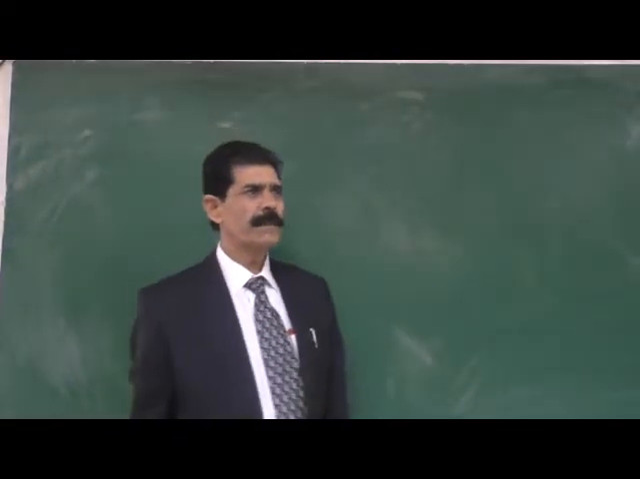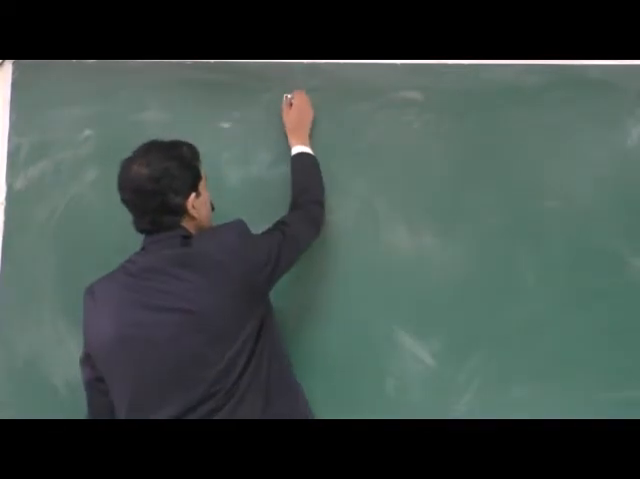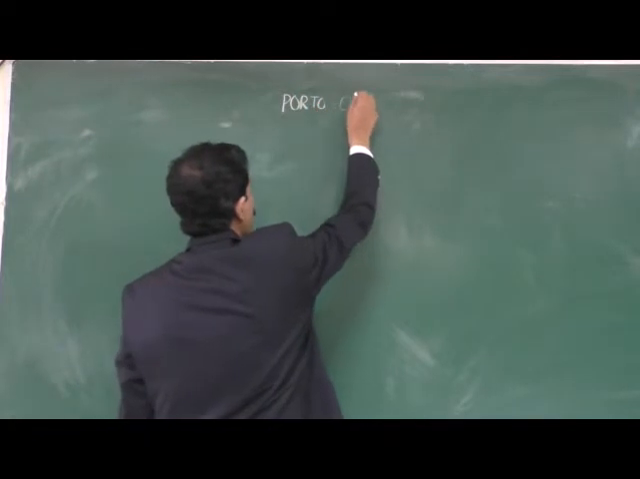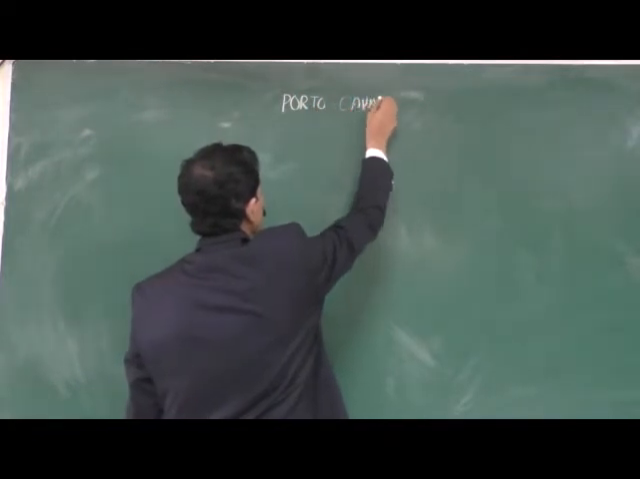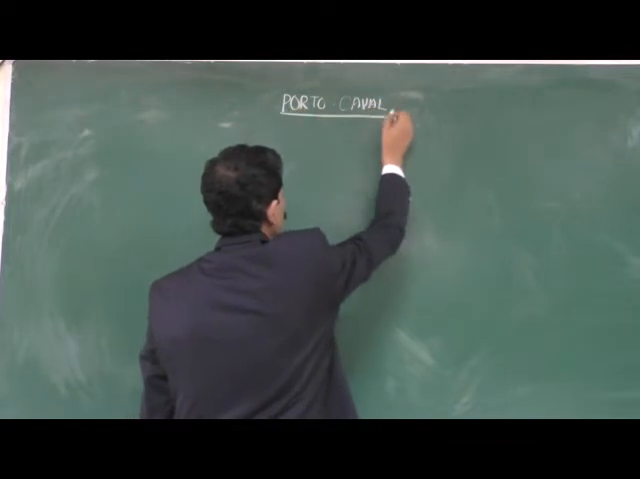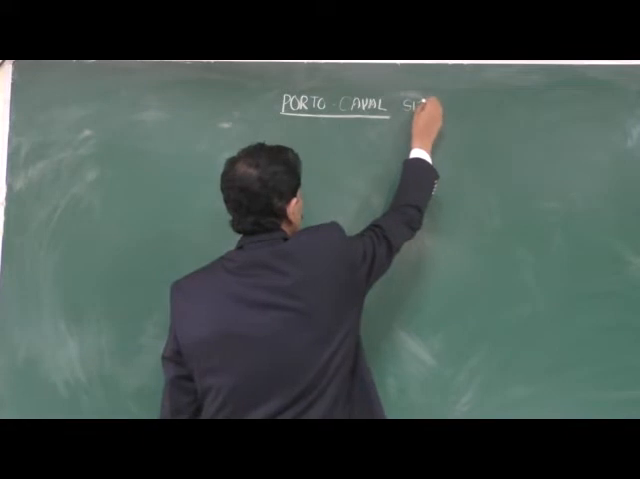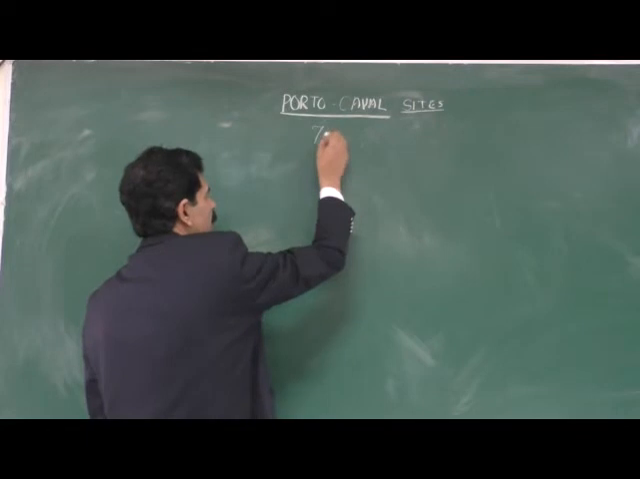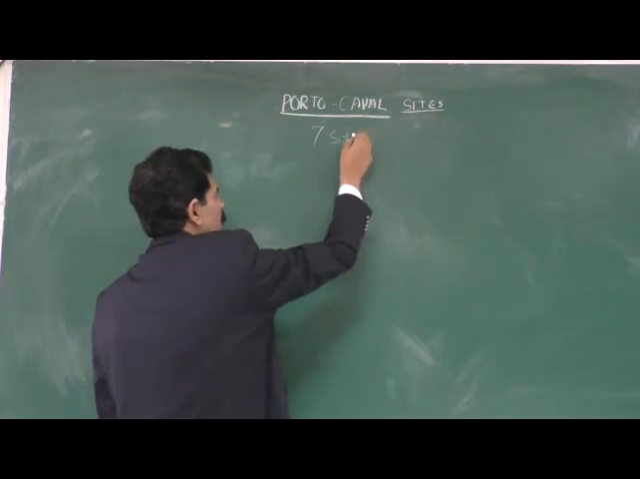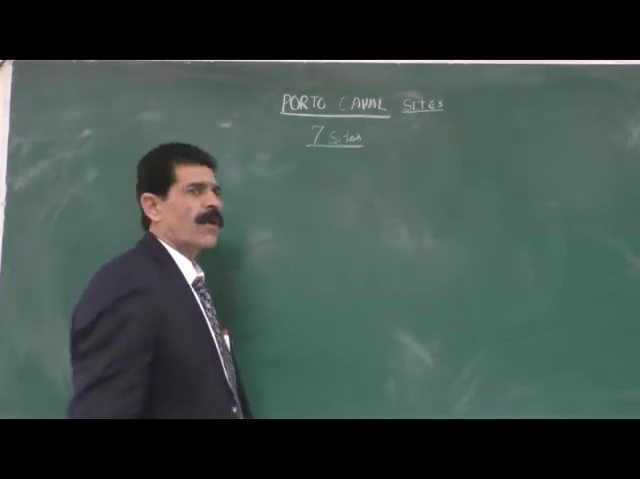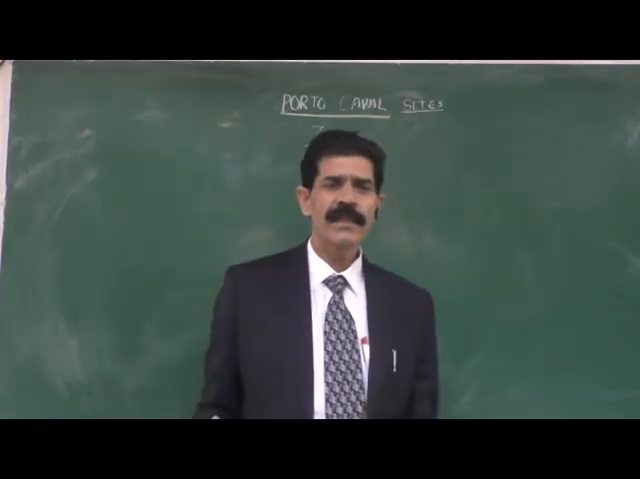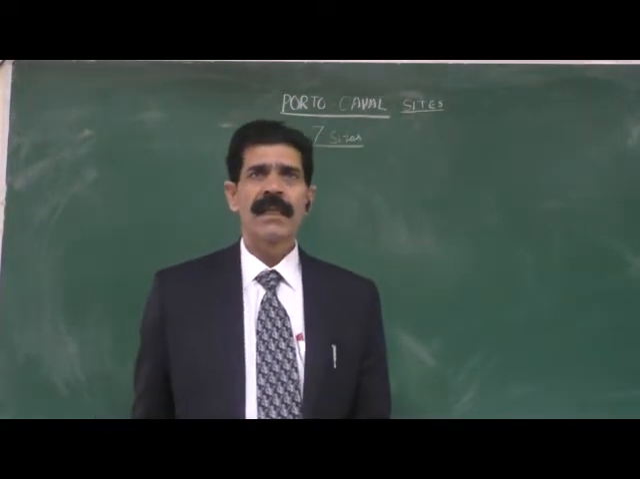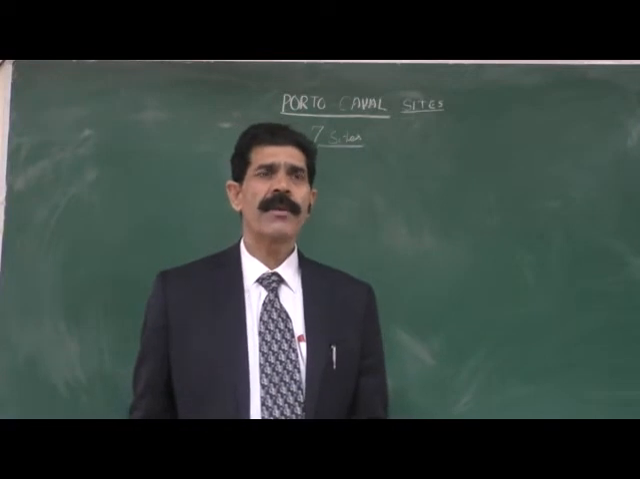So today we will do the portocaval anastomoses, or portocaval sites. There are a total of 7 sites where there is a communication between the portal venous system and the systemic venous system. And its main application is in portal hypertension.